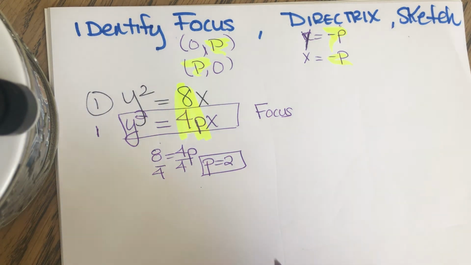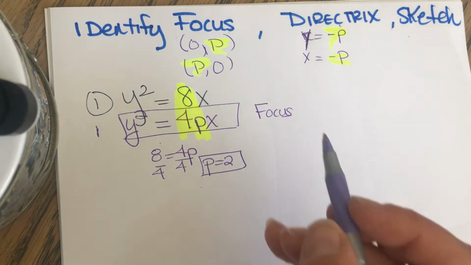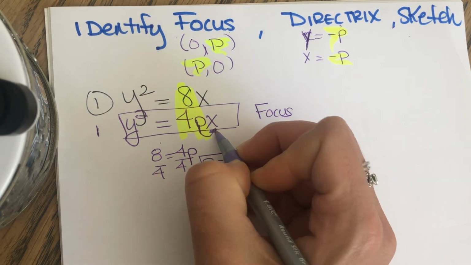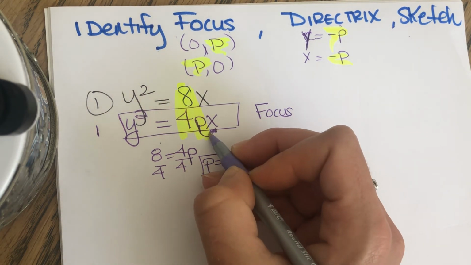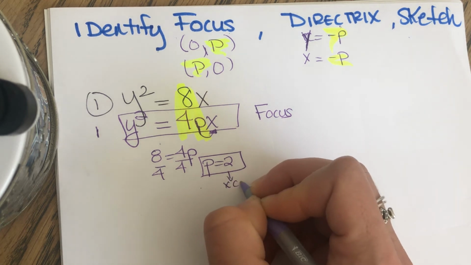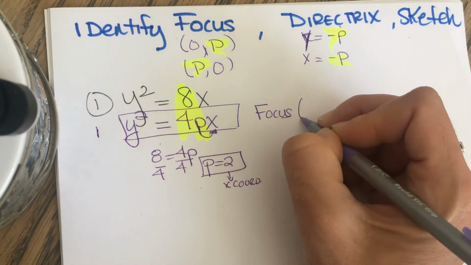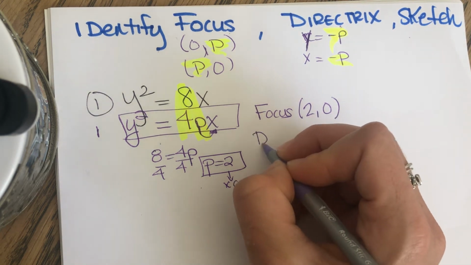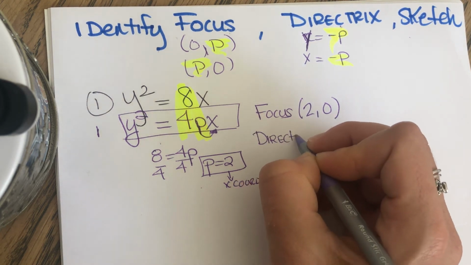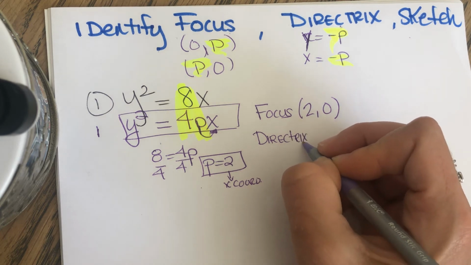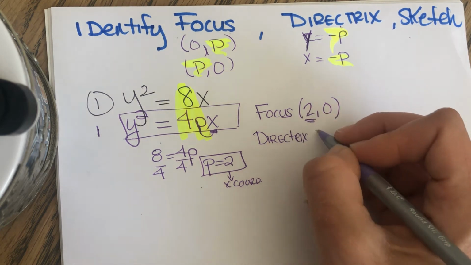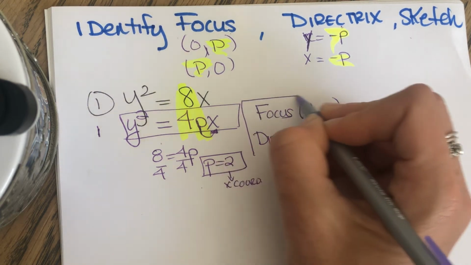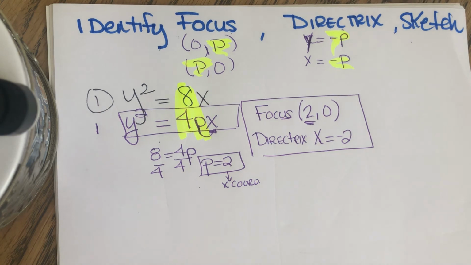I'm giving you lots of hints instead of really, I should be teaching it more. Look, the P is next to what letter? X. So if the P is next to X, then this is the X coordinate. So that means it's (2, 0). And then your directrix is, and now you follow this, the X coordinate, and give me the opposite value. There you go for your answer.